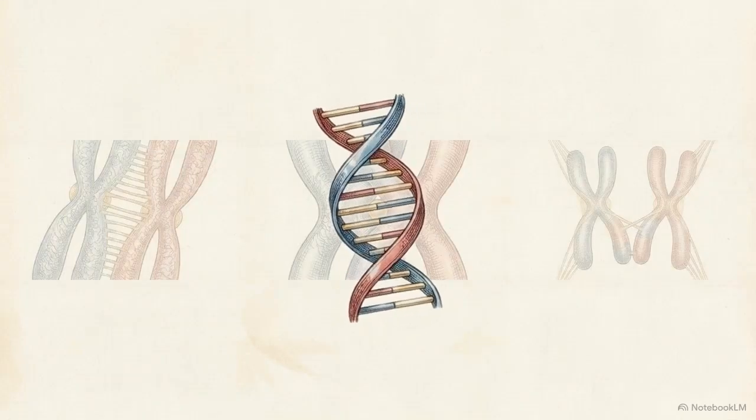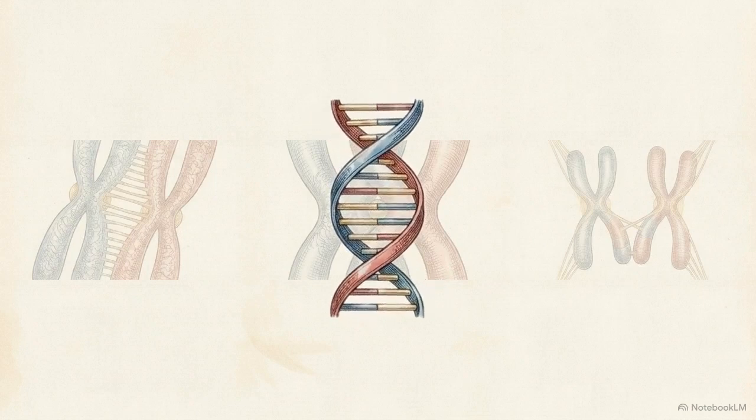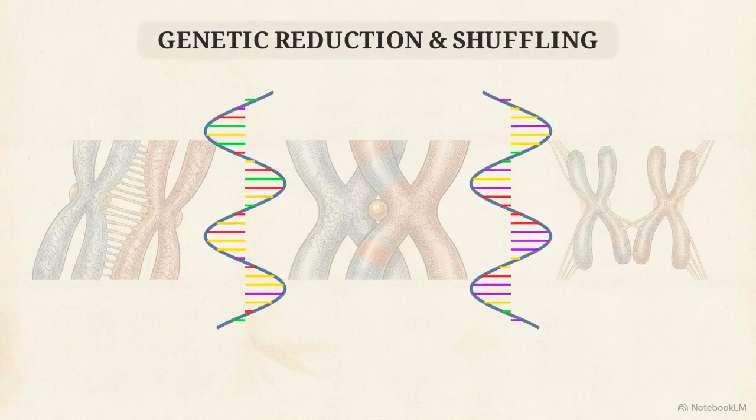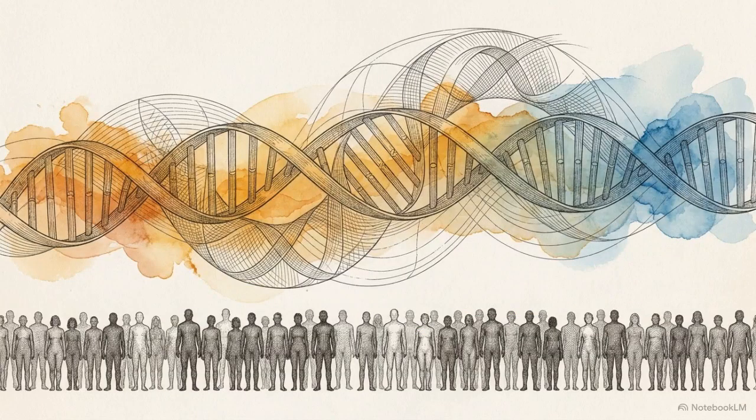Meiosis is the physical mechanism of heredity. By reducing the genetic code exactly in half while simultaneously shuffling it, our cells ensure the continuity of our species while driving the diversity that helps life survive.